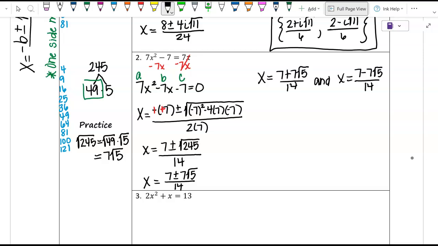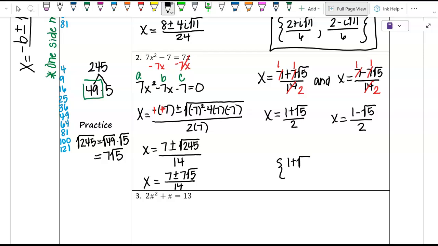Now again, I can't combine the 7 plus 7 radical 5, but I have 7, 7, and 14. So I can reduce all of these by 7. So the 7s go down to 1. The 14 goes down to 2, giving me x equals 1 plus radical 5 divided by 2. And then the same thing happens on the other side as well, giving me x equals 1 minus radical 5 over 2. So there is my solution set.